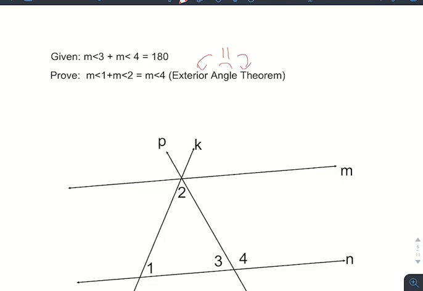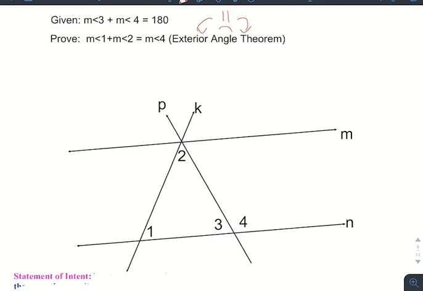Now, the cool part is that we can actually use the triangle sum theorem now. The one theorem we've been banned from using so far in our proofs is that if I take the three angles of a triangle and add them together, I get 180 degrees. But I can use that now. It's okay, because the only thing I can't use is the exterior angle theorem.